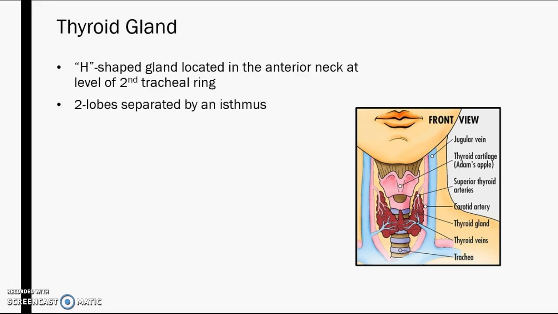And moving on to the thyroid gland. This is an endocrine gland. It is an H-shaped gland, to describe it, located in the anterior neck at the level of about the second tracheal ring. It has 2 lobes separated by an isthmus.